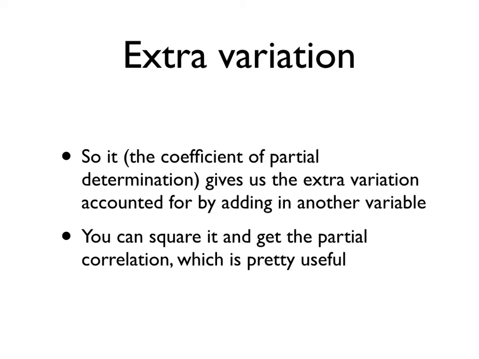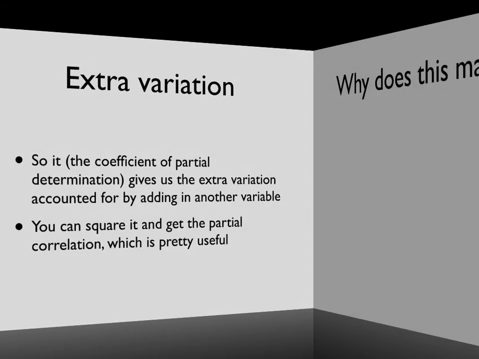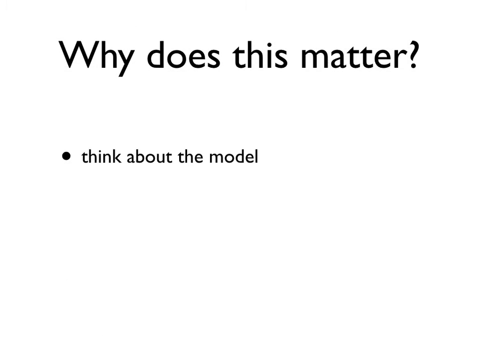I'm obviously caring a lot about extra variance that's accounted for, and I'm obviously caring a lot about overlap, about redundant variance. That's this stuff here where we have x1, and then we throw x2 in. Look, it's already explaining some of the x1 variance. Why does that matter? Think about the model.